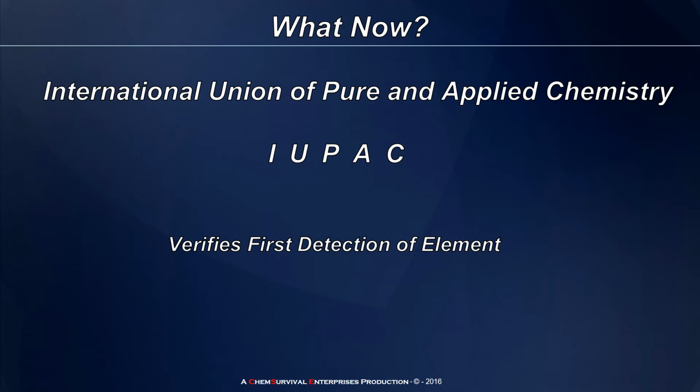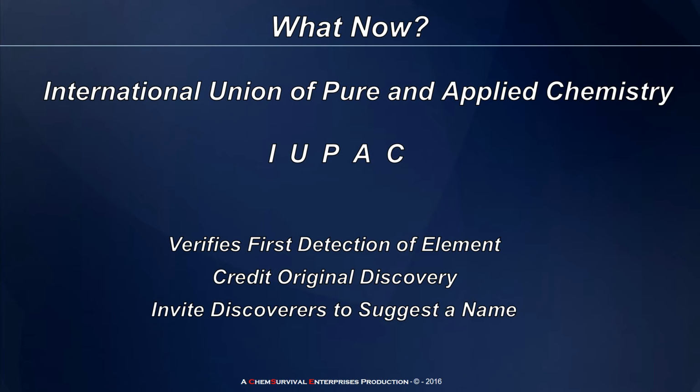Now, once IUPAC is convinced that the element has actually been made and detected, they'll credit the original discovery of that element to the first publisher to publish their work. Once that credit has been made, they'll invite that discoverer to suggest a name for the element, which will go back to IUPAC. Now, they have 6 months after the verification of their elemental discovery to do this, which means that we're still well within that window here in April of 2016.